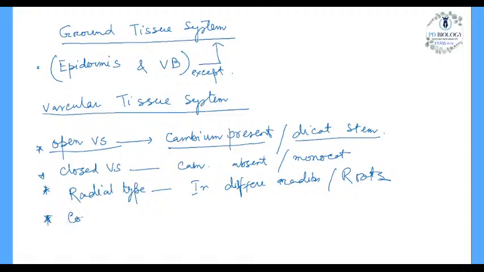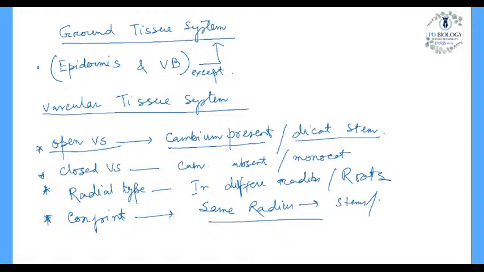Another type is conjoint. In the conjoint type, xylem and phloem are situated on the same radius. That's the conjoint vascular bundle, present in stems as well as leaves. So: open type, closed type, radial type, and conjoint.